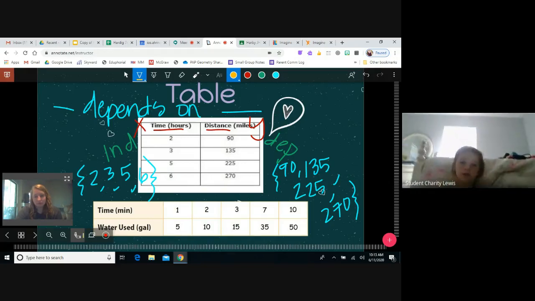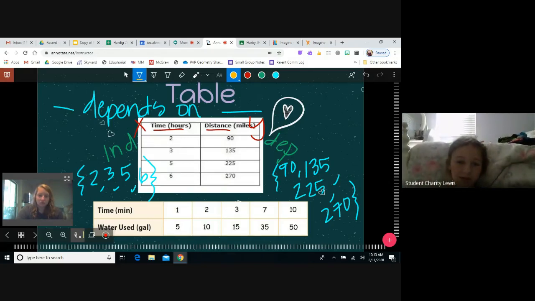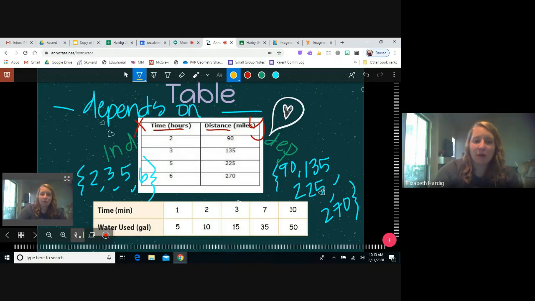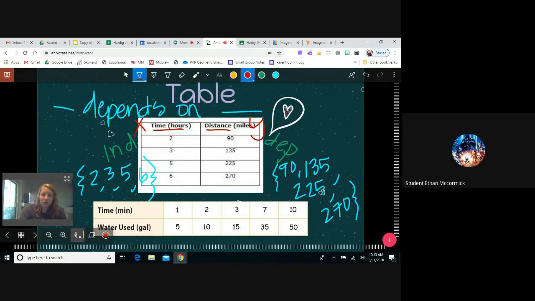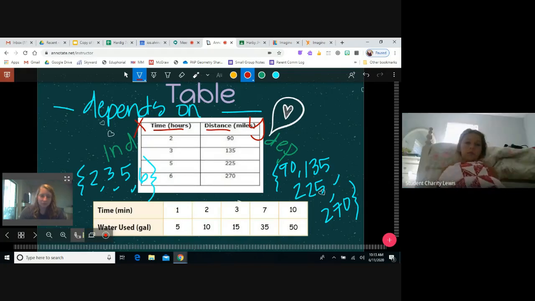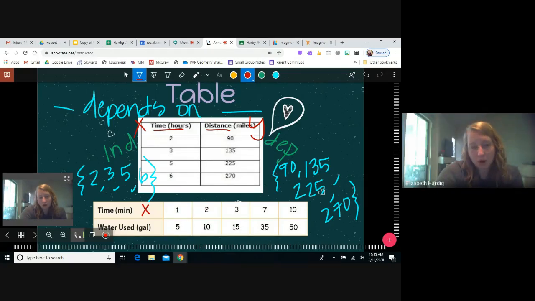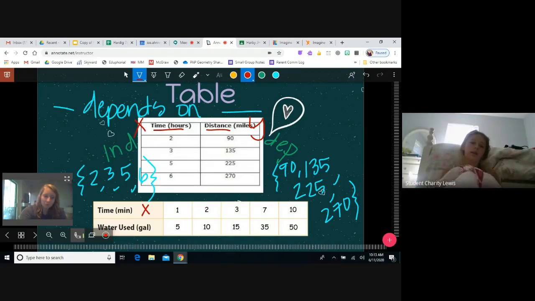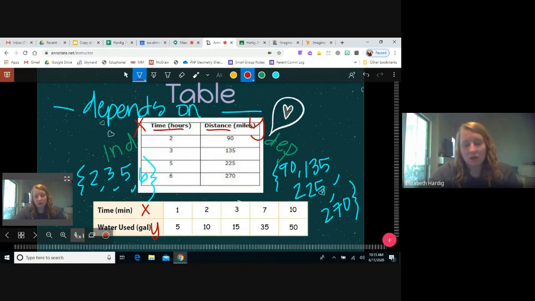The water usage depends on the time. I agree with that. If you think about how long you've been washing dishes, the longer you wash dishes, isn't that the more water that you use? Yes. So then which one would be X here? Time. And then water used is Y, right? So then for this bottom table, what would my independent quantities be?